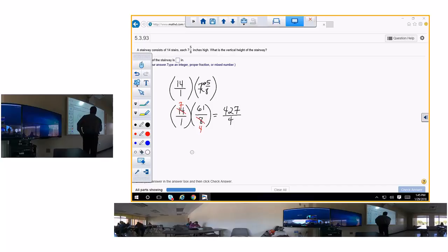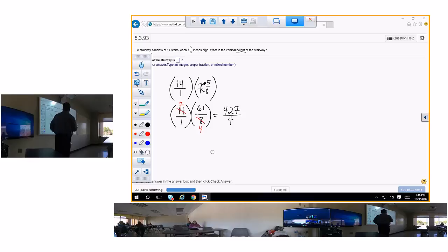Now, let's read the directions. What is the vertical height? What does this tell you? It's the unit of what? You don't go into Lowe's and ask for a 427 fourth ladder. You got to give it a unit of measurement, so you've got to change it to a mixed number.